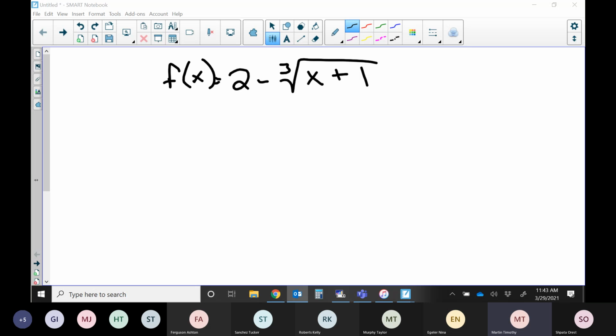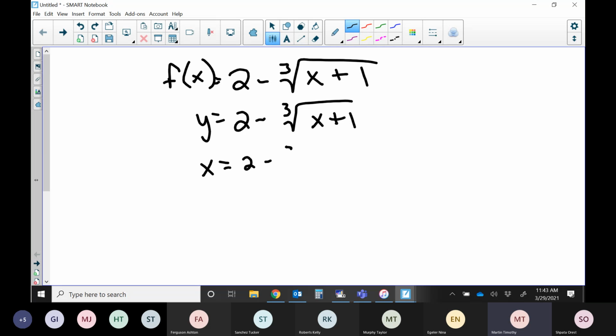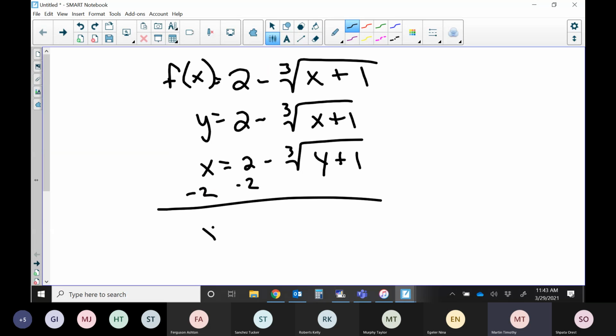All right, so what you should have done is first, we said we change this to y equals 2 minus the cube root of x plus 1. We then switch the x and y. This becomes an x. This becomes a y. Nothing else is done. That's it. Now we start moving things back and forth. So what we're going to do, get rid of this. Minus 2, minus 2. So this becomes x minus 2 equals negative cube root of y plus 1.